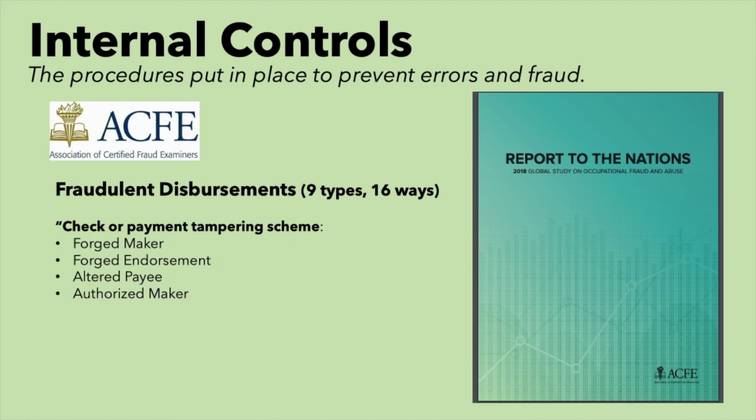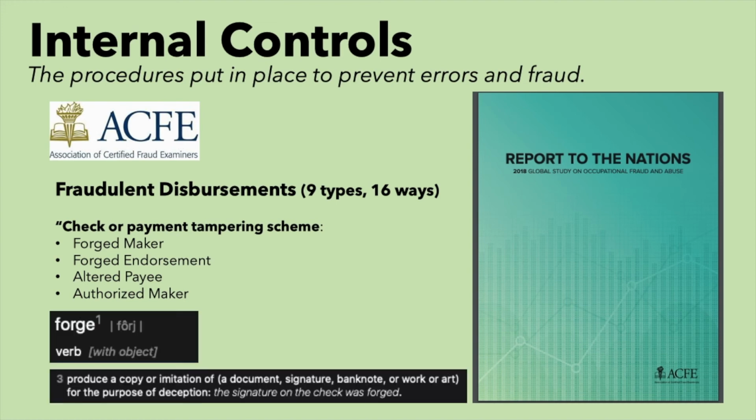A couple different ways you can do this: forged maker, forged endorsement, altered payee, authorized maker. So what does forging mean? The dictionary says that forging is producing a copy or imitation of a document, signature, banknote, or work of art for the purpose of deception and for financial gain, which it doesn't say that, but that's basically why it's done.